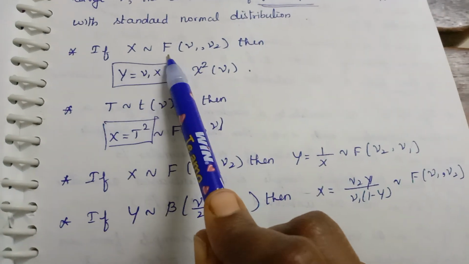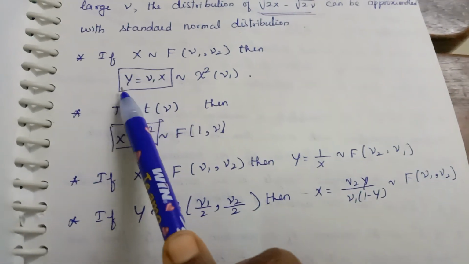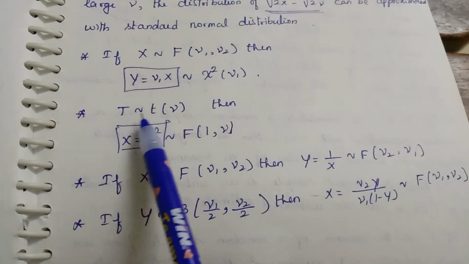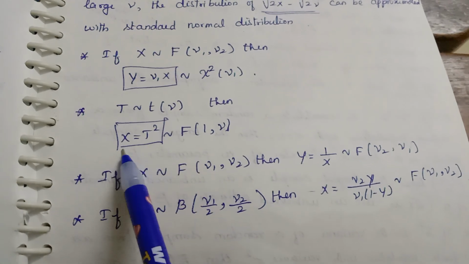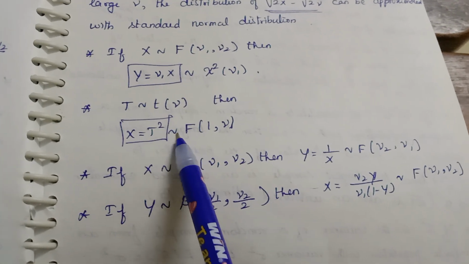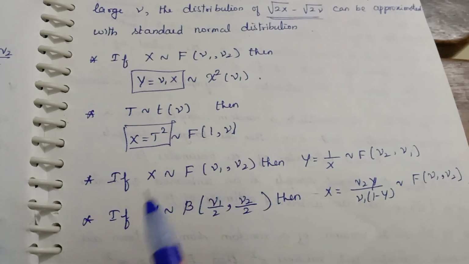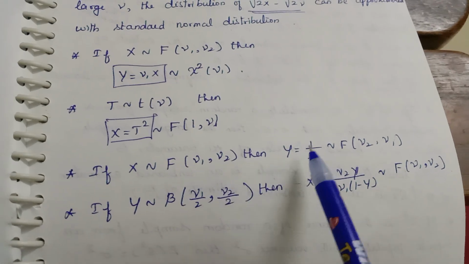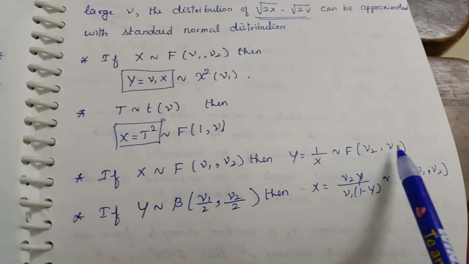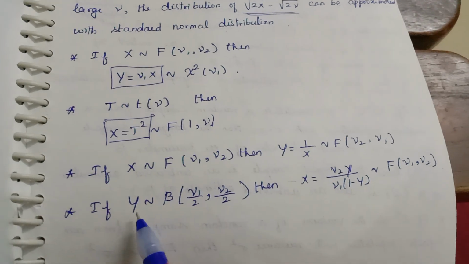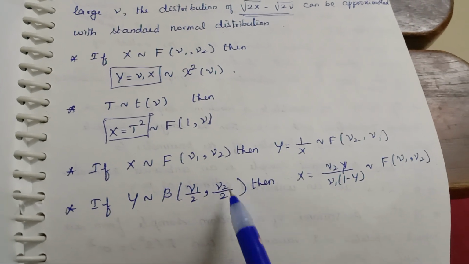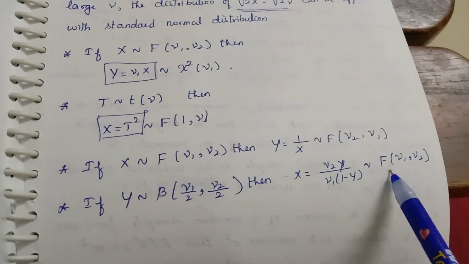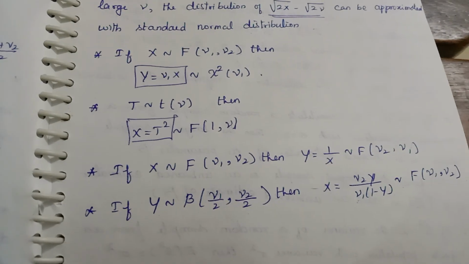Next one is, if x follows F distribution with nu1 nu2 degrees of freedom, then y equal to nu1 x follows chi-square distribution. If t follows t distribution with nu degrees of freedom, then x equal to t square, that is the square of the variable, follows F distribution with 1 comma nu degrees of freedom. And if x follows F distribution with nu1 nu2 degrees of freedom, then 1 by x follows F of nu2 comma nu1 degrees of freedom. And similarly, if y follows beta of nu1 by 2 comma nu2 by 2, then x equal to nu2 y by nu1 into 1 minus y follows F distribution with nu1 comma nu2 degrees of freedom.